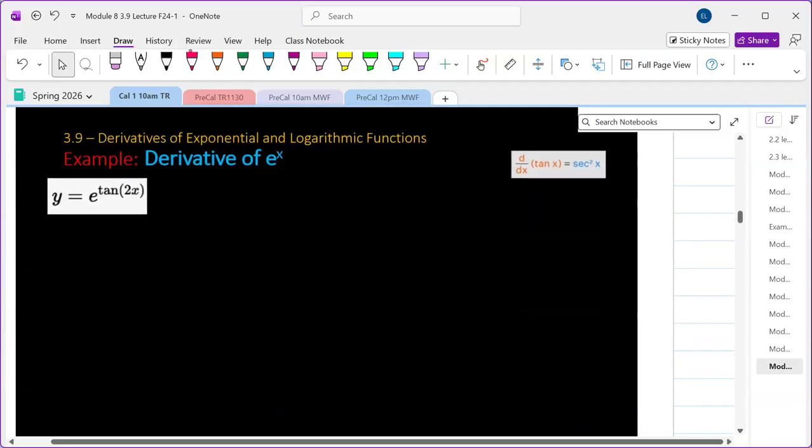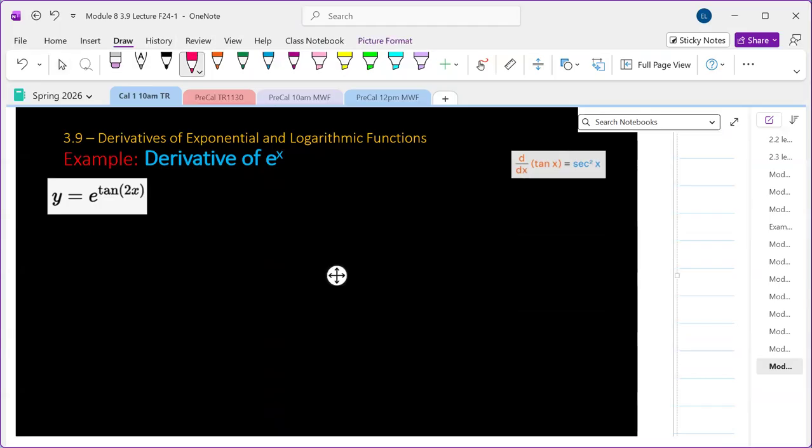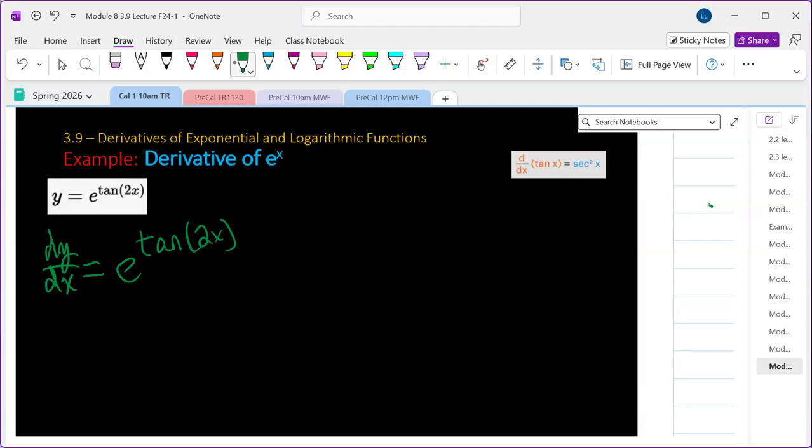All right, so if we're looking at this ugly function, y equals e to the tangent of 2x, we're going to do our derivative. So we're doing the derivative of e to the something is e to the something times the derivative of the something.